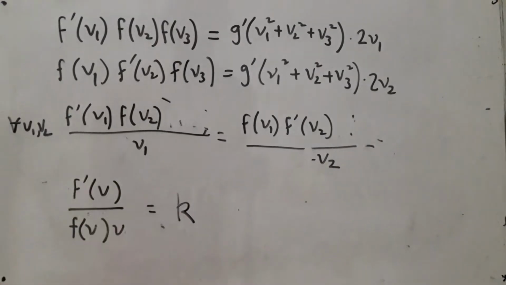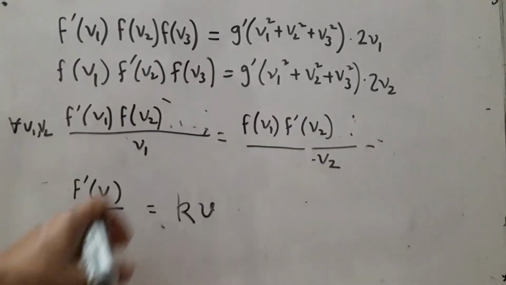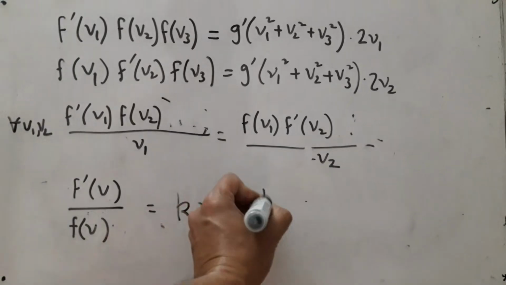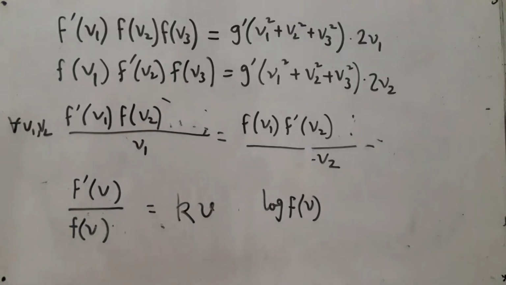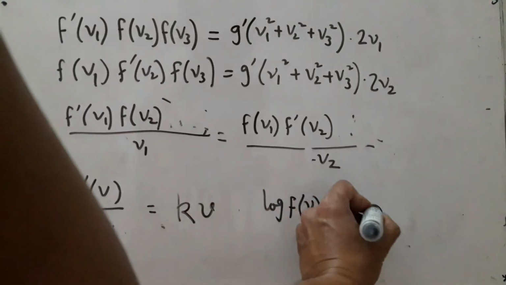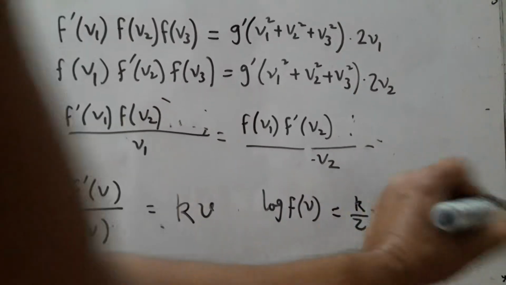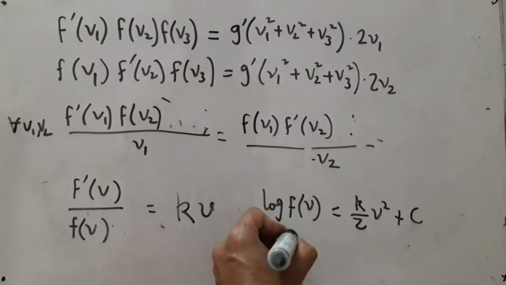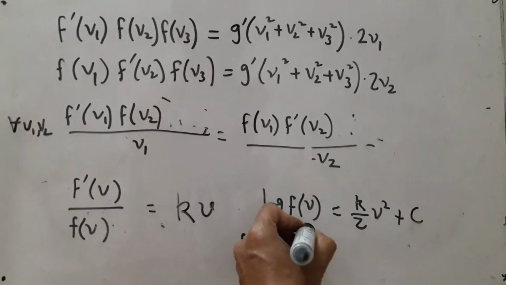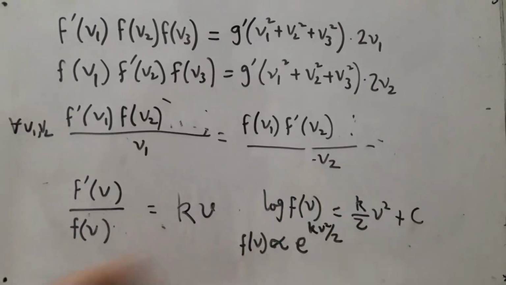Now I know F must be a function such that F prime V by F V times V is actually free of V. So now we have a differential equation which we can solve in a moment. By taking this V onto that side, once I integrate it, I can immediately get log of F V. No problem taking log, we are working with density, so positive. And this will be K by 2 V square plus some constant. And that means F V must be proportional to e to the power K V square by 2.